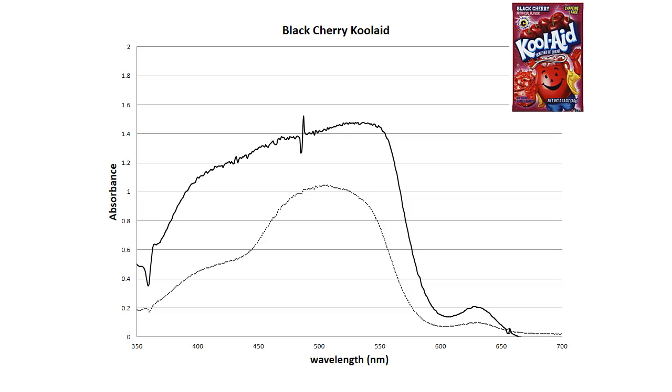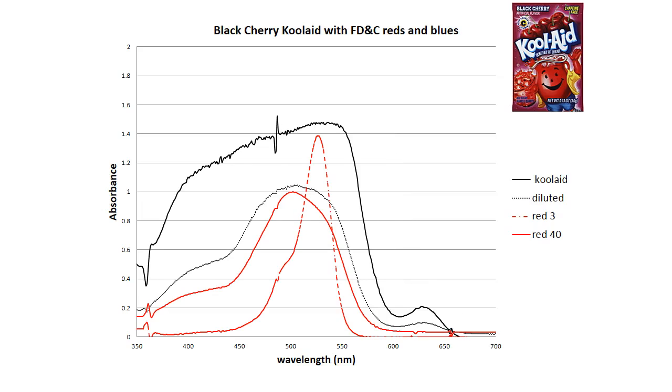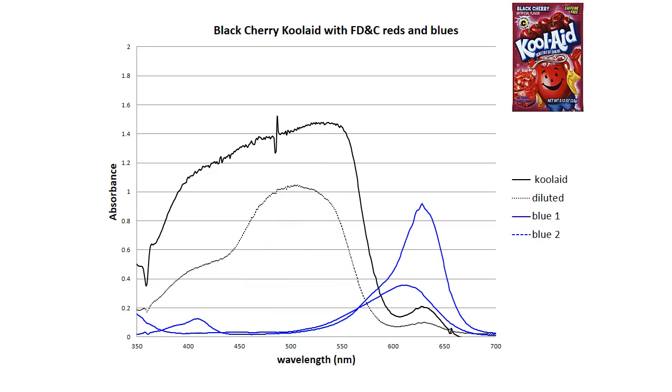Now black cherry is mostly red, but it does have a little bit of a purple tinge, and so I think it's probably mostly red with a little bit of blue in it. So if we overlap those, these are the two reds. We have red 40, which appears to match pretty well, and red 3, which does not match very well. And then if we compare the blues, again, blue 1 is the one that appears to overlap in terms of its lambda max. Its wavelength of maximum absorption is at about 625, 630 nanometers, and that lines up pretty well with the black cherry Kool-Aid peak. But the blue 2, which is a little to the left, is more like 610 nanometers or so. It definitely doesn't seem to overlap as well.